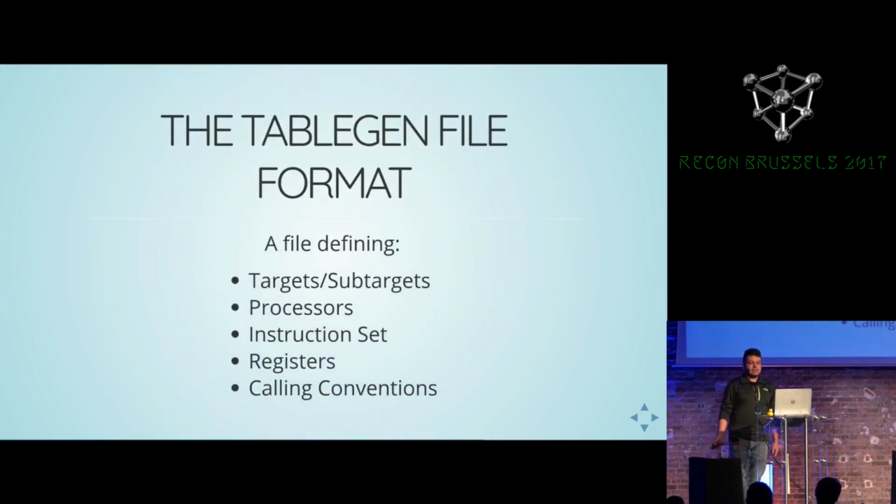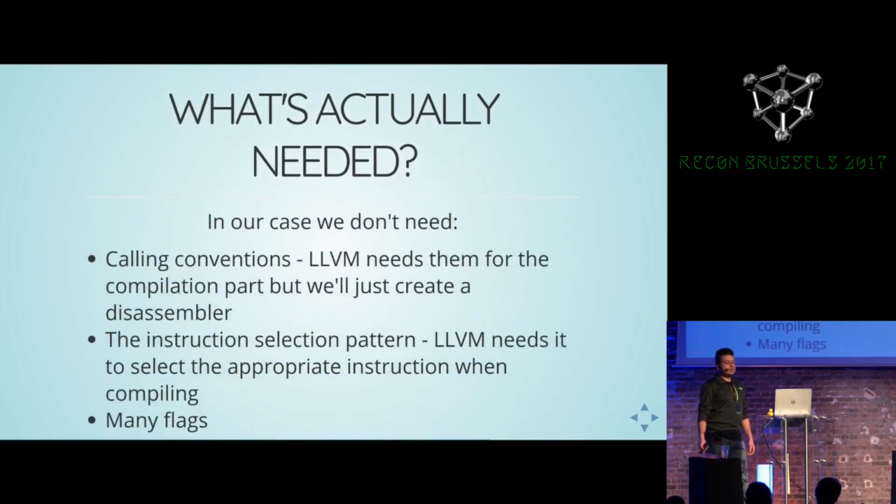The TableGen file format. It's a file containing targets, subtargets, processors, the instruction set, registers, and calling conventions. But in our case, we won't need the calling conventions. After all, we're just generating a disassembler. We won't do any compilation. We don't need the instruction selection patterns, which LLVM needs to convert from the IR to the final assembly. And we won't need the many flags.